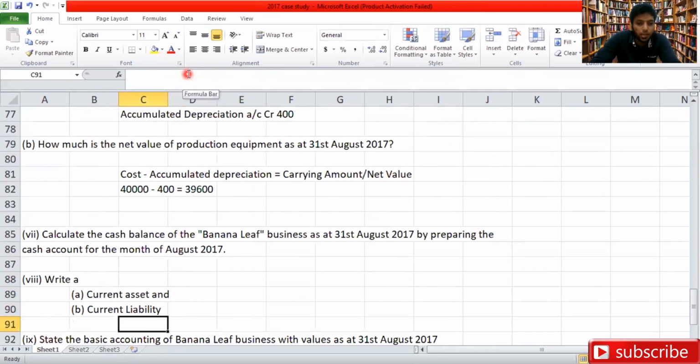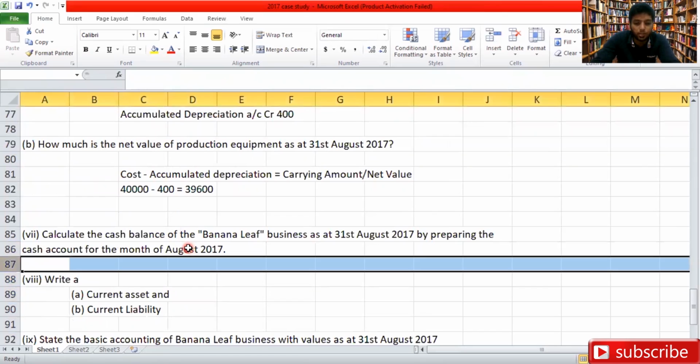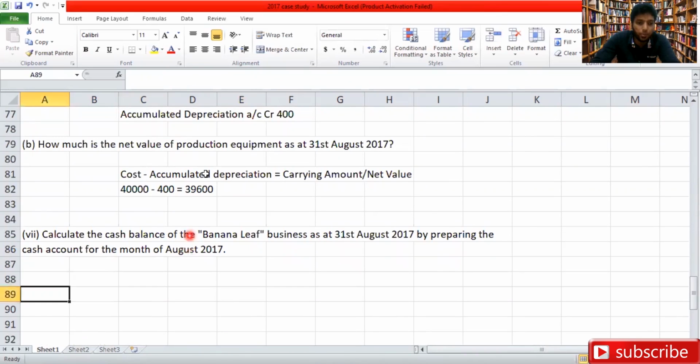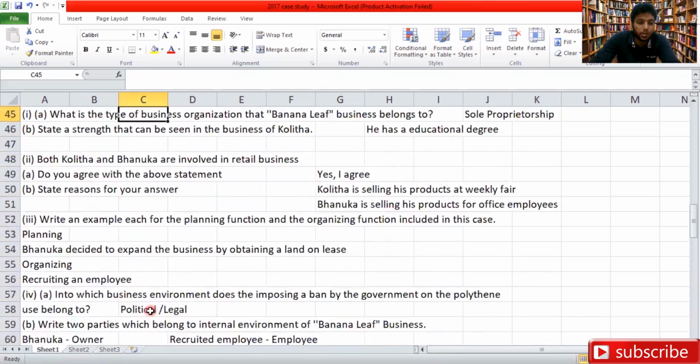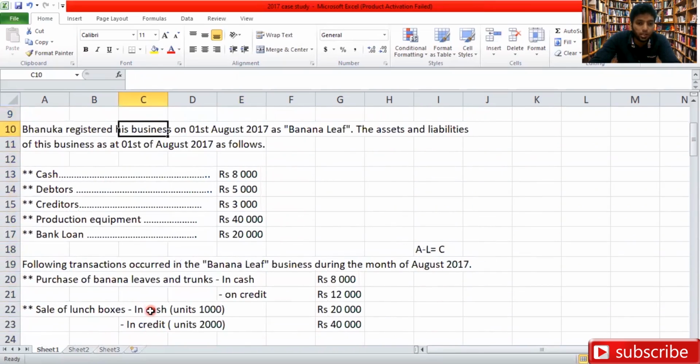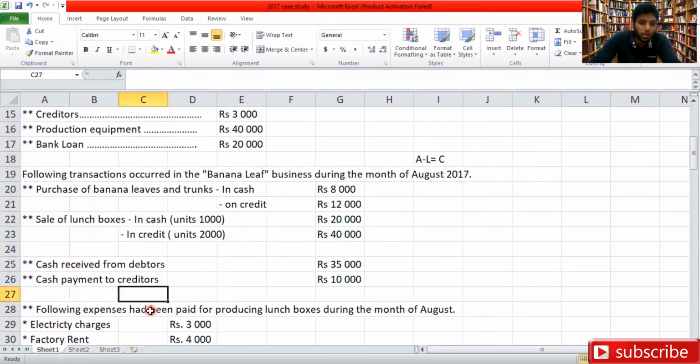That's the seventh one. Calculate the cash balance of the banana leaf business as of 31st August by preparing a cash account. So I can prepare a cash account. It's very easy, guys. Let me prepare it. I can do it in a ledger account, or I can just put a format and do it in a way which is easy for me. I'll always put a format which is convenient to me.